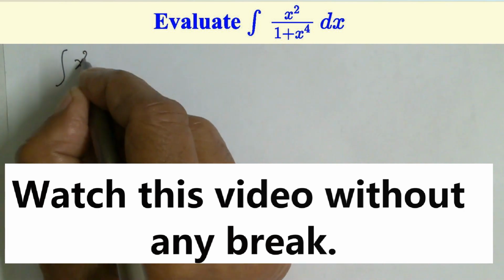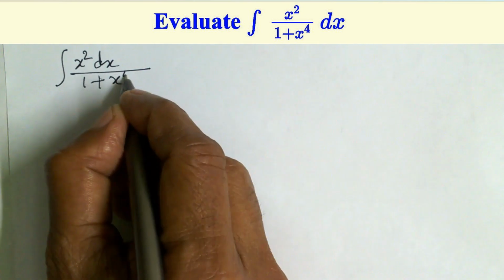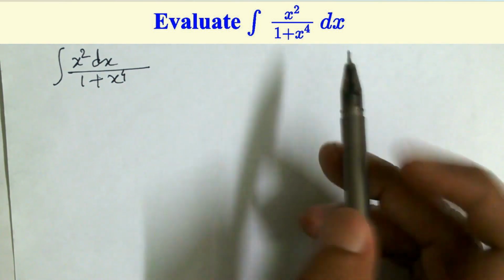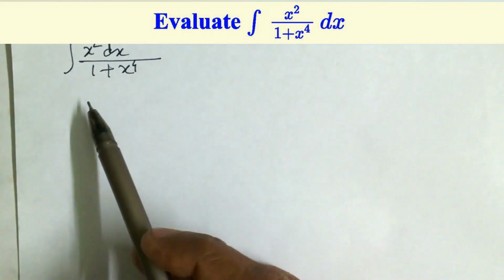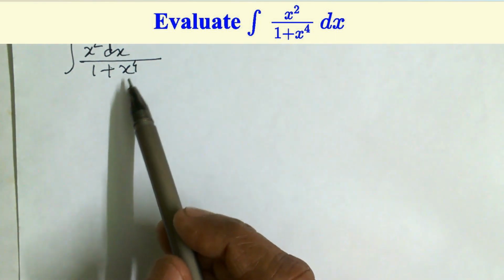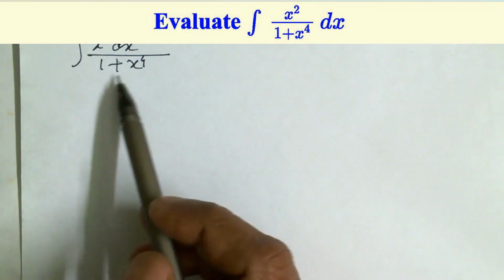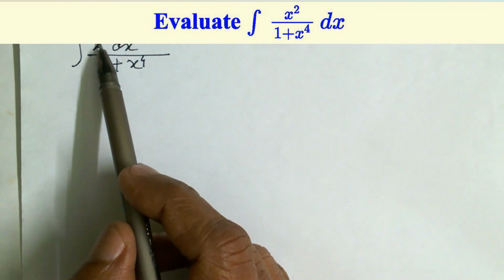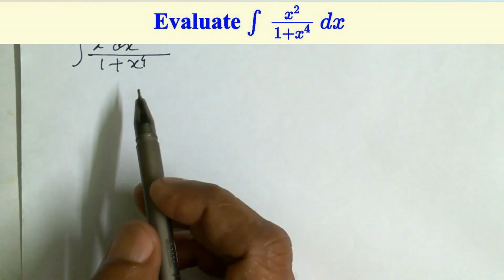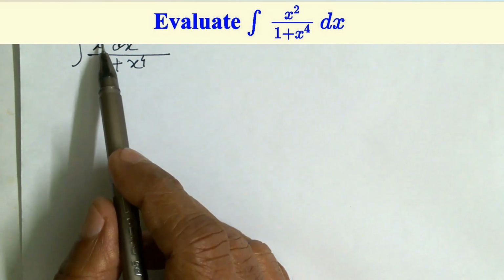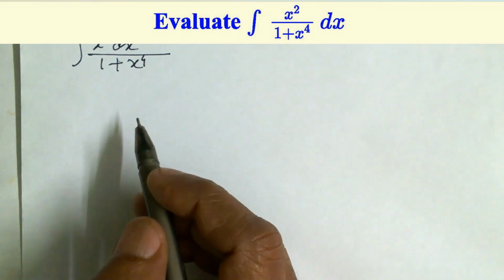Integration x squared by 1 plus x to the power 4. See here, in the numerator x square function and denominator 1 plus x to the power 4. Both are polynomial functions. But the thing is, the numerator is not the differentiation of the denominator. Also, the degree of the numerator is not equal to the denominator. So how to do this? See how to do this.